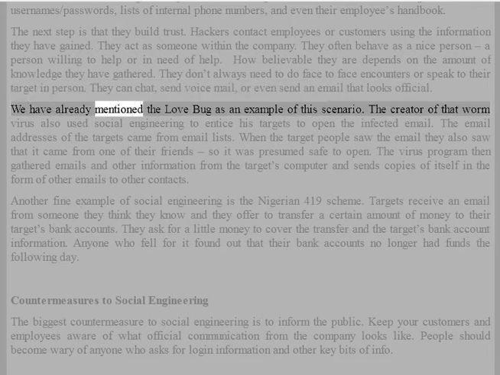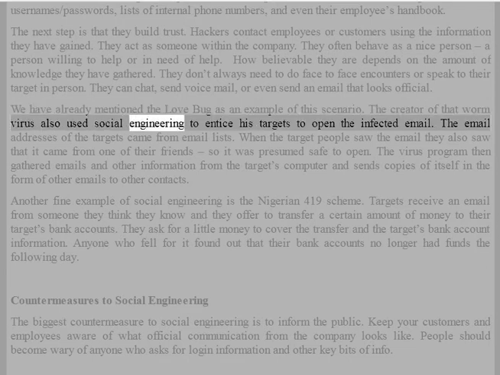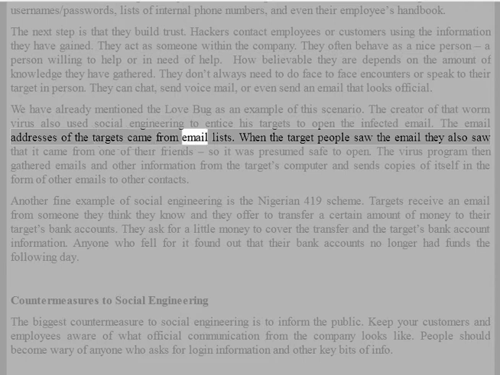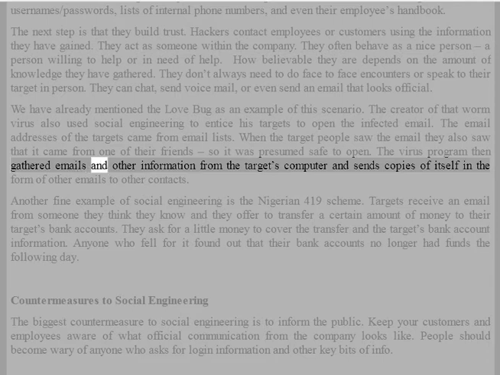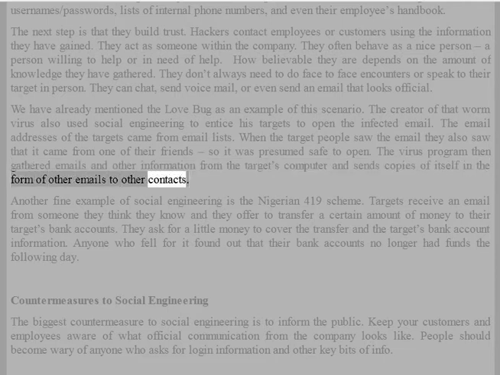We have already mentioned the Love Bug as an example of this scenario. The creator of that worm virus also used social engineering to entice his targets to open the infected email. The email addresses of the targets came from email lists. When the target people saw the email, they also saw that it came from one of their friends, so it was presumed safe to open. The virus program then gathered emails and other information from the target's computer and sent copies of itself in the form of other emails to other contacts.